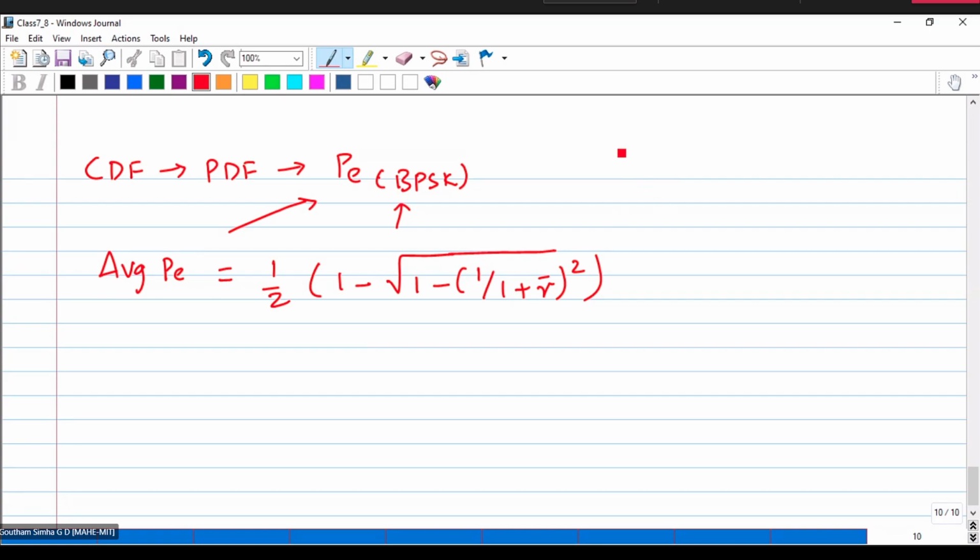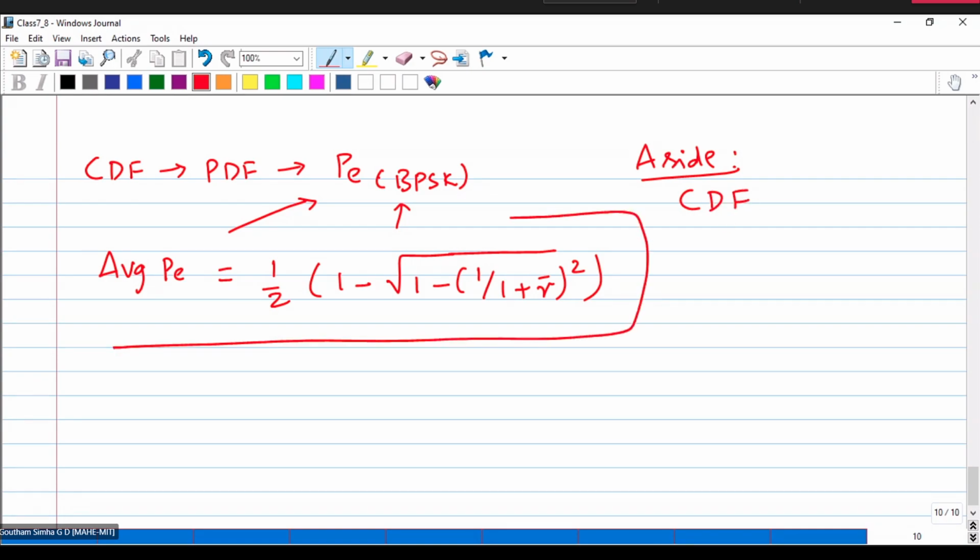Now, for the interested reader, I'll write it aside. How do you do this? From the CDF, if you remember, you can solve problems. That would be fine, just check. This is 1 by 2, 1 minus square root of 1 minus 1 by 1 plus gamma bar whole square. Yeah, I think I'm right. For an interested reader, look at this.